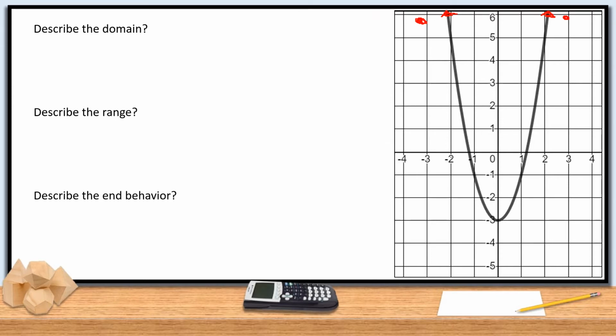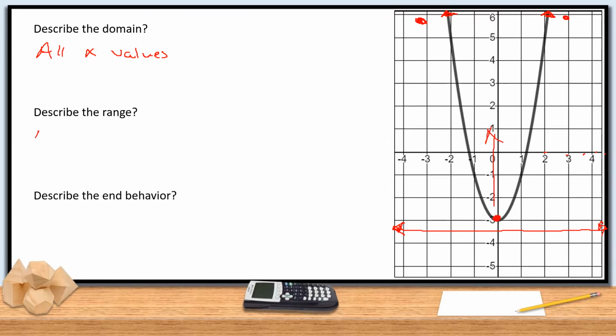So if we are thinking about the domain, this graph is going to go forever to the up and right and forever to the up and left in both directions. So it's still going to the right as it moves up. It's not vertical. So that means that there's going to be a y value for every possible x value we can think of. So we would say all x values, or all real numbers. Anything that is between negative infinity and positive infinity will work. Describe the range. Well, the lowest value is -3, and then it just goes up forever.